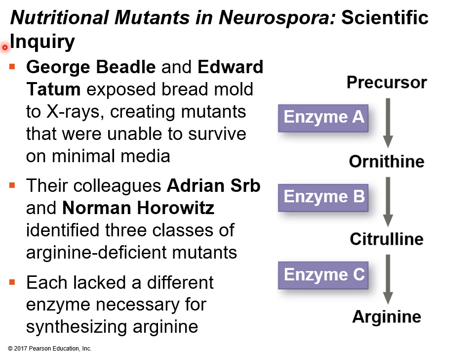George Beadle and Edward Tatum exposed bread mold to X-rays, creating mutants that were unable to survive on minimal media. X-rays are examples of mutagens, which are going to cause mutations in the DNA. Their colleagues, Adrian Srb and Norman Horowitz, identified three classes of arginine deficient mutants. Each lacked a different enzyme necessary for synthesizing arginine.